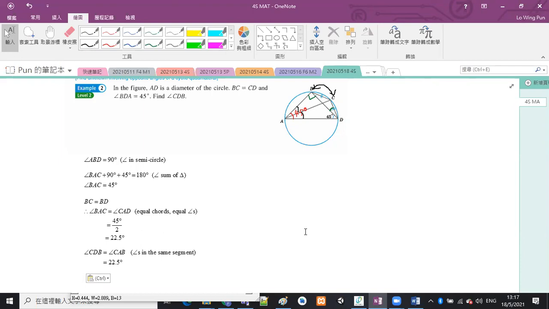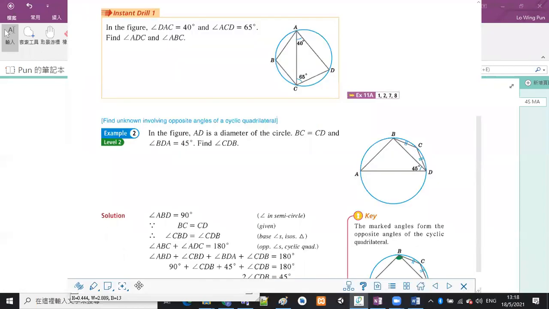You can treat this as method 2. Is that okay? All right, so I give you 2 more minutes to do instant drill number 2. Okay, instant drill number 2. 2 minutes.